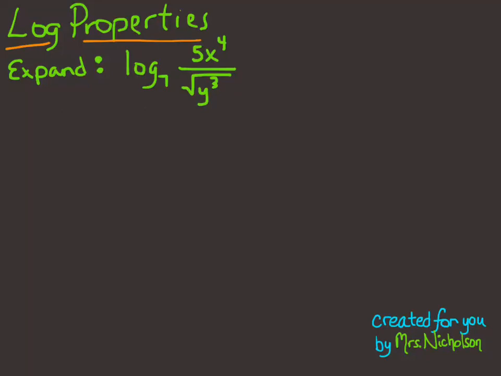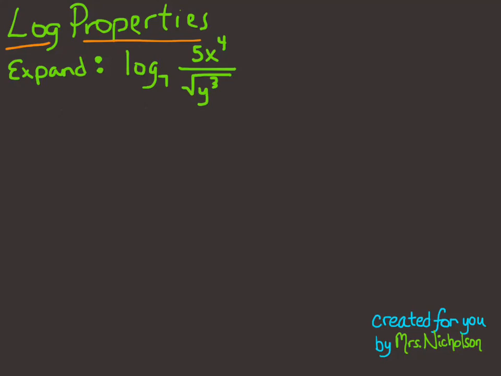All right, let's practice some log properties. Here in this first example, we're asked to expand this logarithmic expression. And we've got several things going on here. There's a product in the numerator. We've got some exponents. We also have a quotient overall. So all three log properties are going to come into play here.